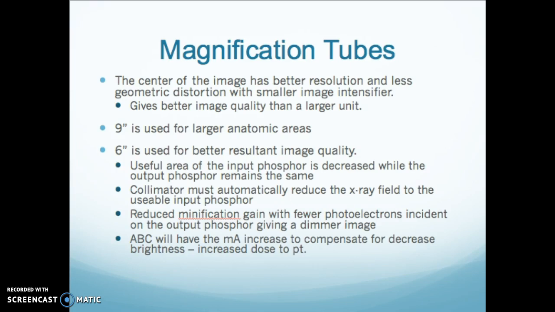and it reduces minification gain with fewer photoelectrons incident on the output phosphor, giving a dimmer image. So what happens is the ABC will have to kick up the mA to compensate for this decrease in brightness. So when you go from a 9-inch to a 6-inch II, what happens is your mA kicks up, which means what? More patient dose.